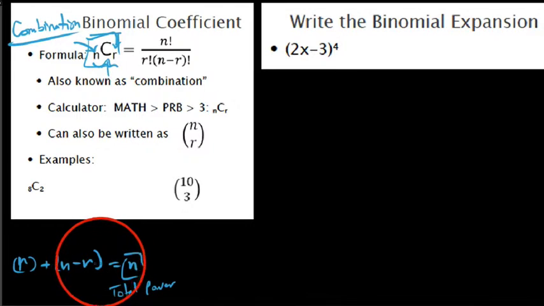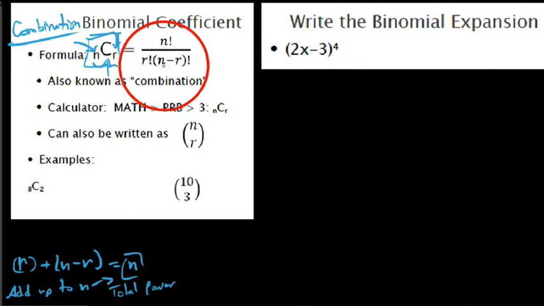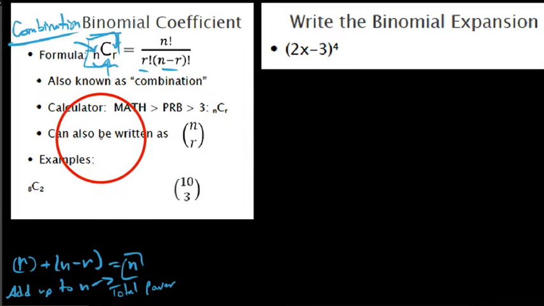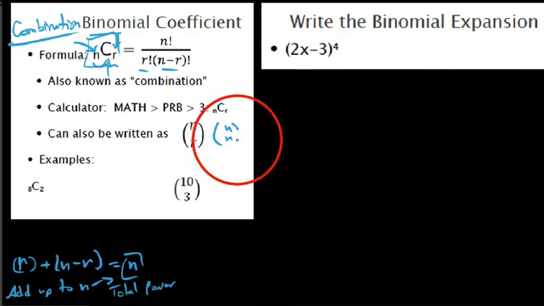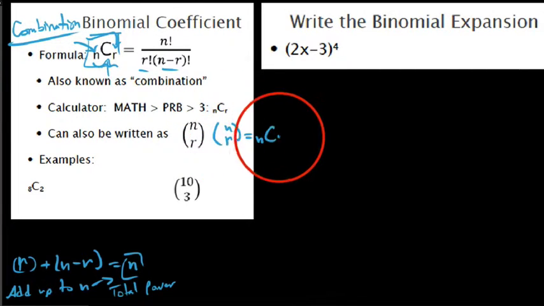So r and n minus r always add up to n, which is the total power. These always add up to be the top number here, n. It just always happens. We have a calculator command here, and we're going to take a look at how you do this in the calculator. But what we're going to say is that n choose r can also be written as n choose n minus r.